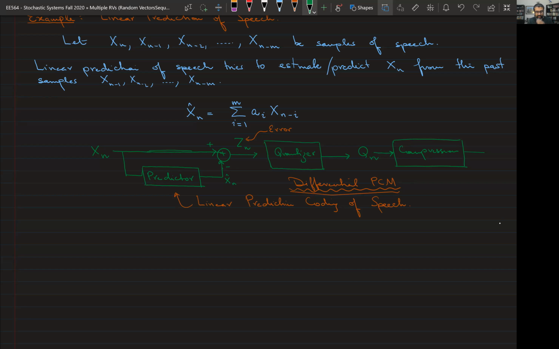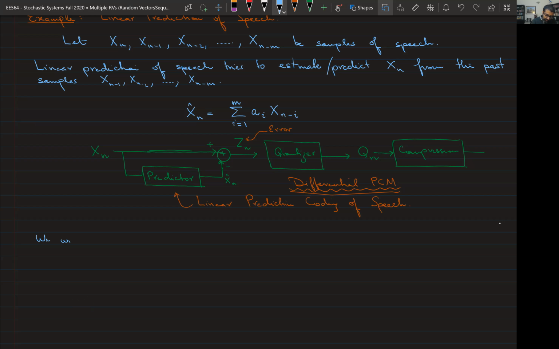This is called linear prediction of speech, linear predictive coding of speech. And what I want to do next is just formulate this into the same framework that we've just derived up above, right? So we want to derive the solution to the A's. We want to determine those A's which minimize the mean squared error. And what do I mean by the mean squared error?